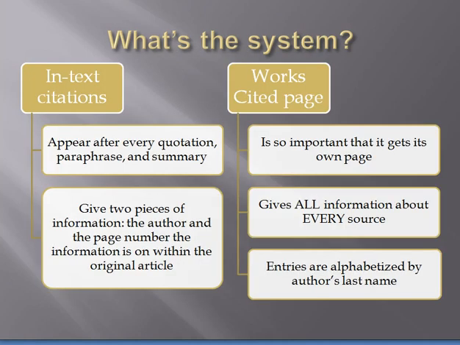So, what's the system? Well, it's a two-part system. There are in-text citations, and then those correspond with the Works Cited page. In your paper, every time you pull information from another source, any quotation, paraphrase, summary, thoughts, ideas, words, phrases, anything that's not your original work, you need to tell your readers who wrote it or came up with it originally, and what page number you found it on.